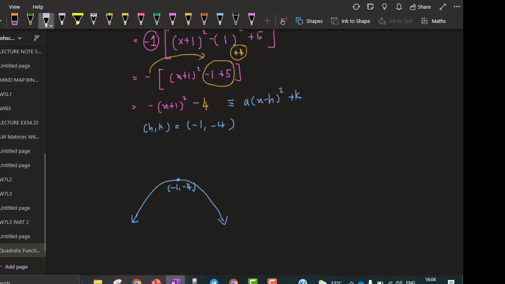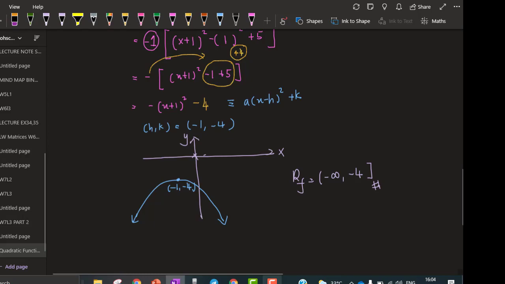So up a little bit here. Okay, a little bit here. Okay, then it will be down here. Okay, so label it x and y. So that's it. The graph is done. And the range will be -infinity up to -4 inclusive. Okay, that's all for the quadratic function.